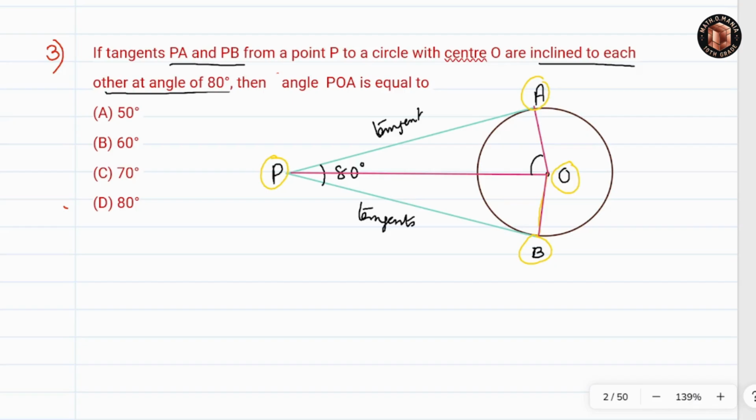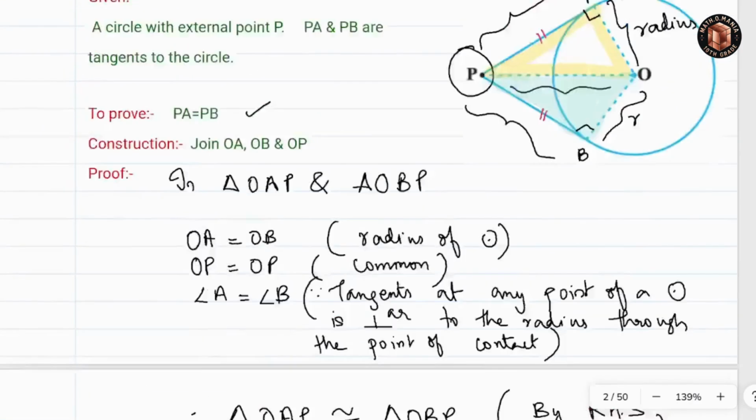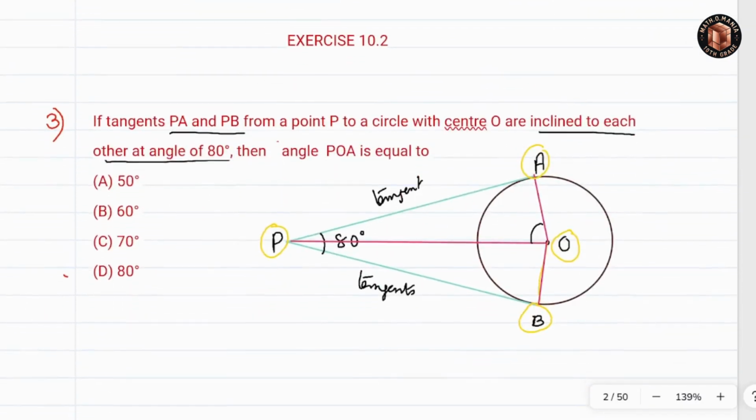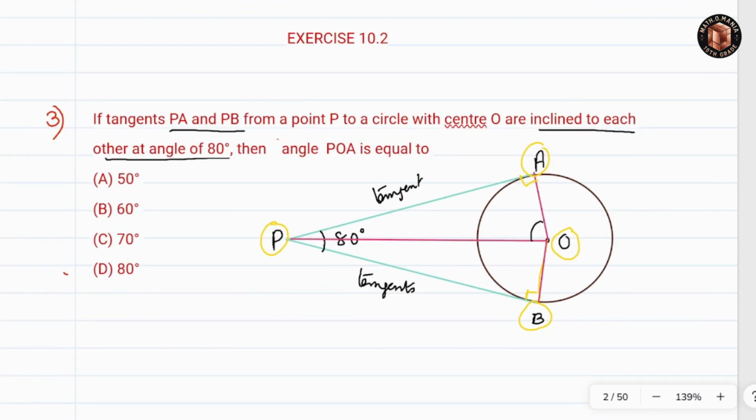So in the quadrilateral PAOB, you can see that angle A and angle B will be 90 degree. Why? There we will be using the theorem: a tangent at any point of a circle is perpendicular to the radius through the point of contact, right? This is a tangent, and this is a line from the center of the circle touching the point of contact of this tangent. So it will make an angle 90 degree here. Similarly, by using the same theorem, angle B is also equal to 90 degree.